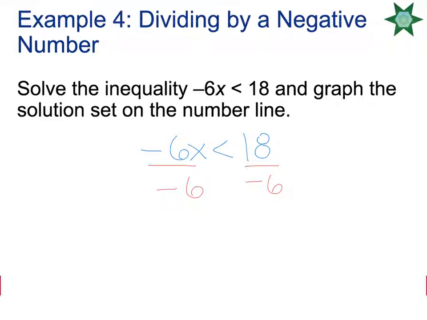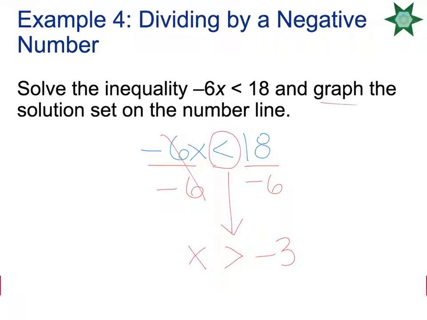Since we are dividing by a negative, when we go to write our solution, the inequality sign is going to switch and it will no longer be a less than, it is going to be a greater than. So your solution is that x is greater than negative 3. If you do not reverse the inequality sign, you will have the exact opposite of the answer you want.